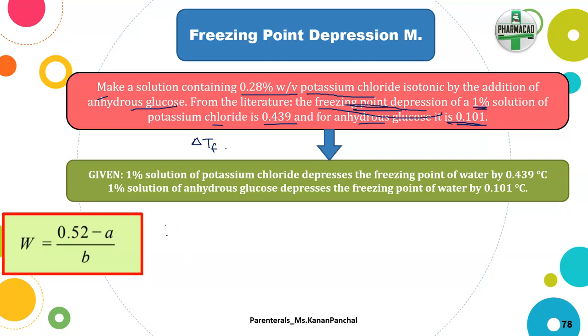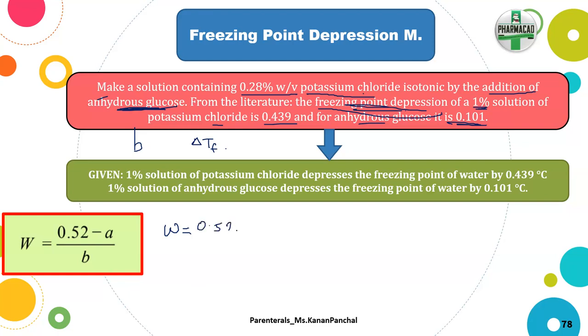Now here, I have to find W, correct? What is W? Kitna mujhe, how much adjusting substance should I be adding? And kaun sa adjusting substance hai yahan pe? Potassium chloride. Nahi, anhydrous glucose is the adjusting substance. Potassium chloride is your main thing, okay? Make a solution containing this isotonic by addition of anhydrous glucose. So, mera jo adjusting substance hai, jo B hai, that is anhydrous glucose. And A is your main drug here. KCl is used as an adjusting substance, but as per this question, it is your main drug. Okay?